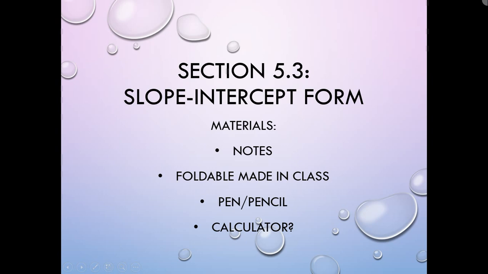Hello Legacy students. So today we're going to look at section 5.3, which is on slope-intercept form. This is probably review from 7th and 8th grade math. What you're going to want to have with you is notes, the foldable we made in class, pen and pencil, and then you may need a calculator, but it's kind of highly unlikely.